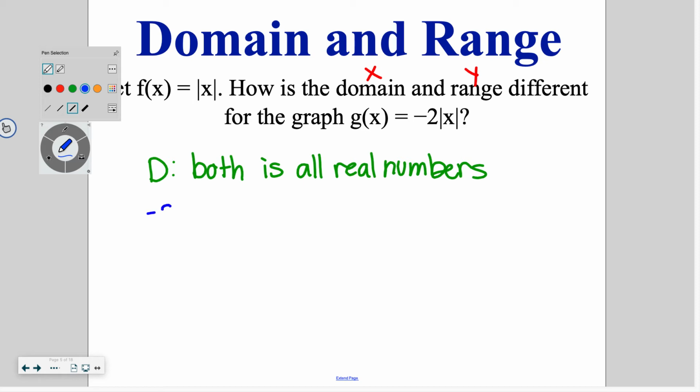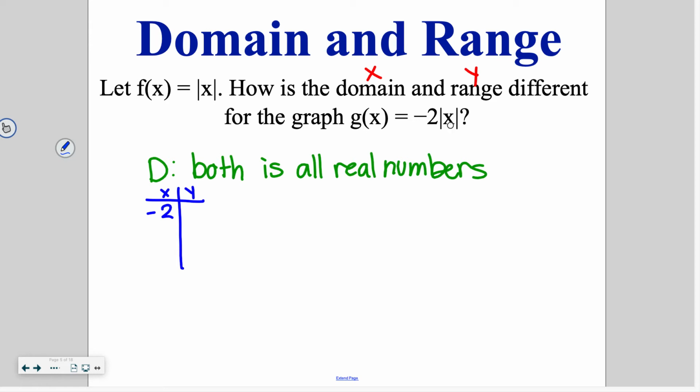So if I plug in negative 2 for x, the absolute value of negative 2 is 2. 2 times negative 2 is negative 4. If I plug in negative 1, I've got absolute value of negative 1 is positive 1 times negative 2 is negative 2. Then I've got 0. Absolute value of 0 is 0 times negative 2 is still 0. Then I've got, if I plug in 1, absolute value is 1 times negative 2 is negative 2. And if I plug in 2, absolute value of 2 is 2 times negative 2 gives me negative 4.